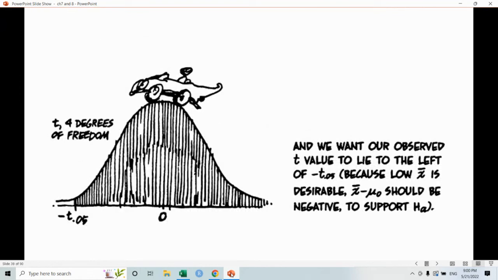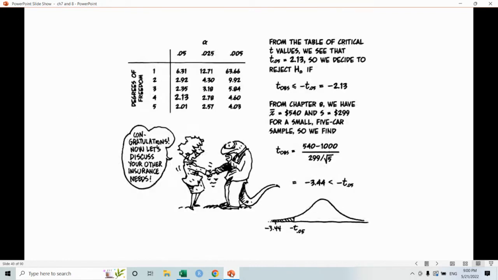So with 4 degrees of freedom, we want our observed t-value to lie to the left of the negative t.05 value. Because a low x-bar is desirable, the x-bar minus the population mean should be negative to support our alternative hypothesis. From the t table of critical t-values, we see that t.05 equals 2.13. So we decide to reject the null if t observed is less than or equal to negative t.05, so negative 2.13.